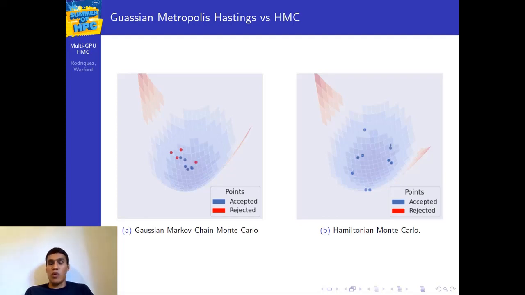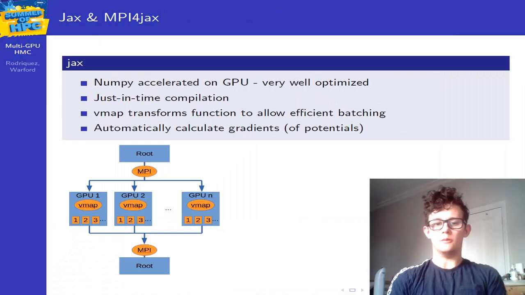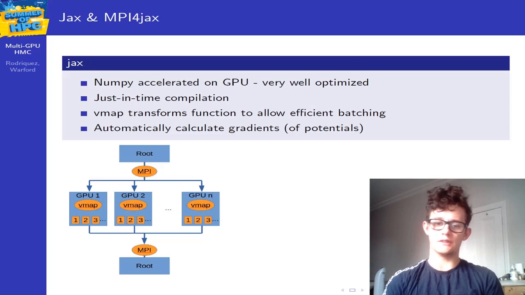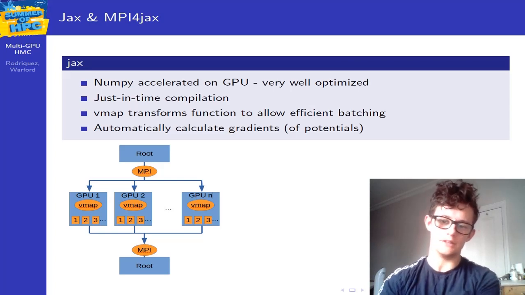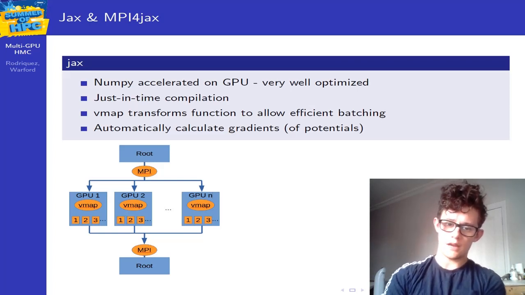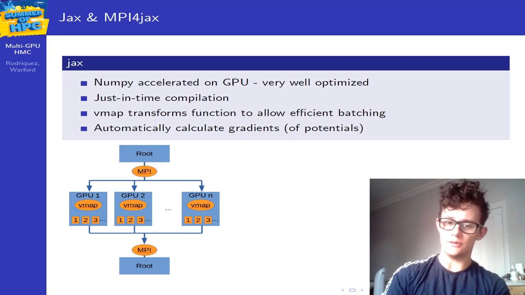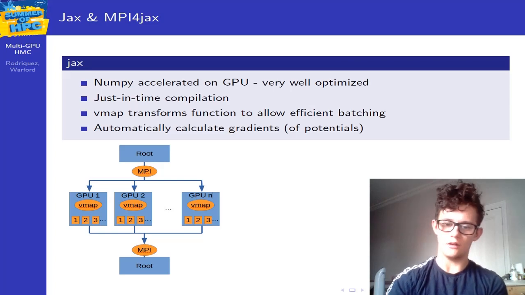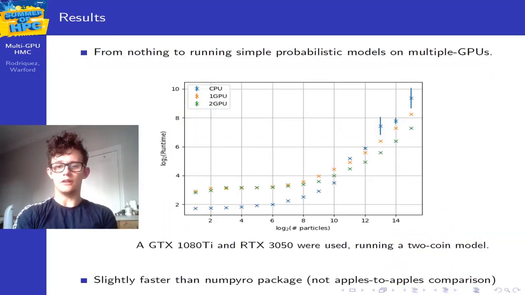We created our implementation using Google's JAX, which is NumPy accelerated on GPU. It's very well optimized and features just-in-time compilation as well as automatic calculation of gradients. We made use of the vmap function to transform functions to allow efficient batching. MPI was used to run the program on multiple GPUs, where vmap is then used to allow multiple chains to run in parallel. We achieved our initial goal of running HMC on multiple GPUs.